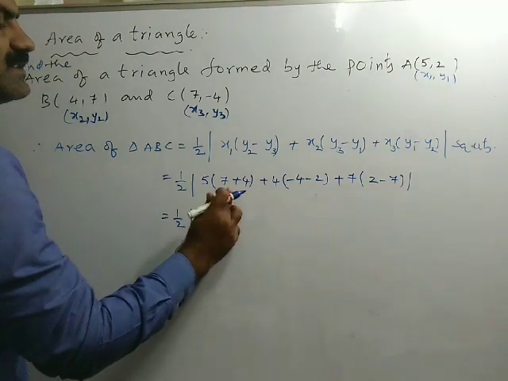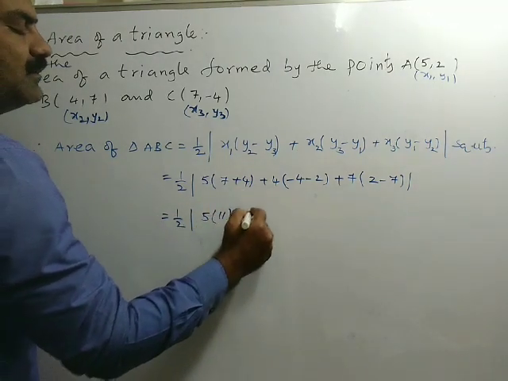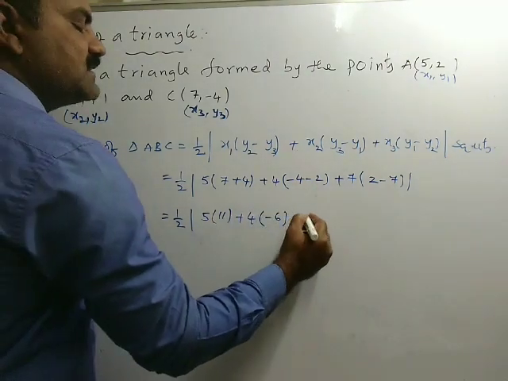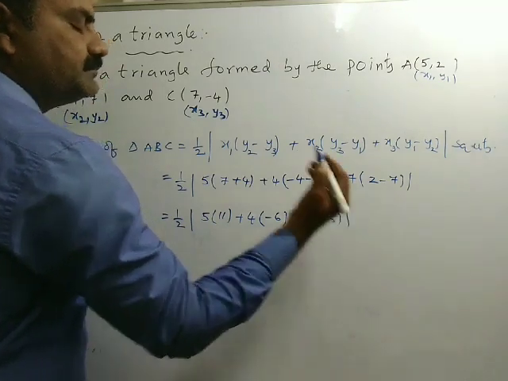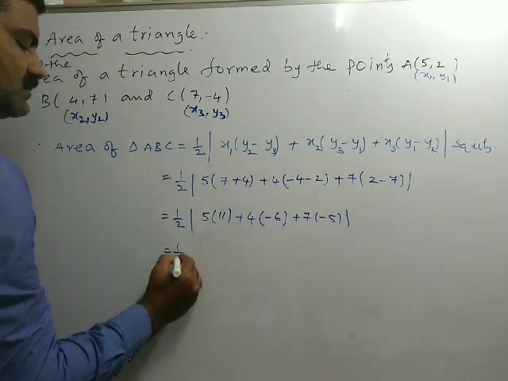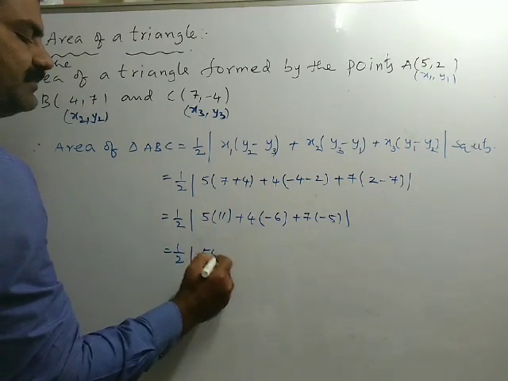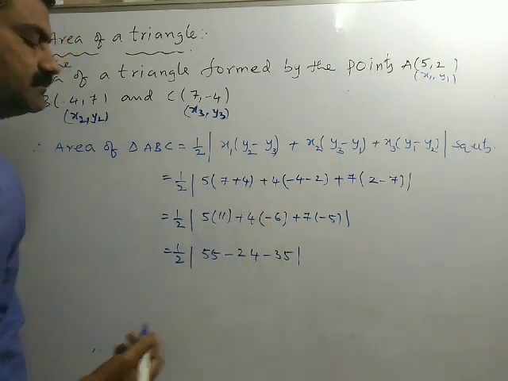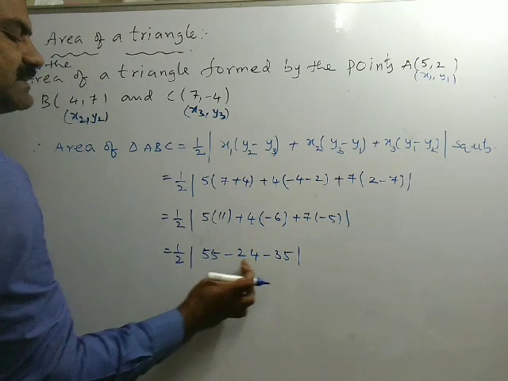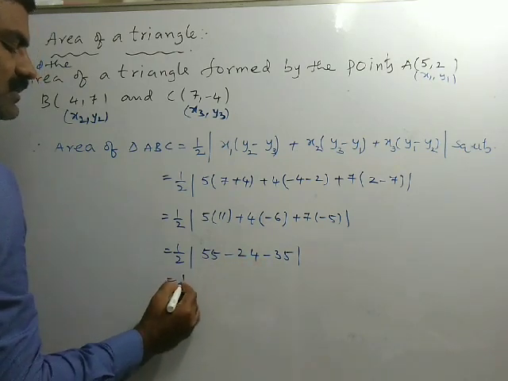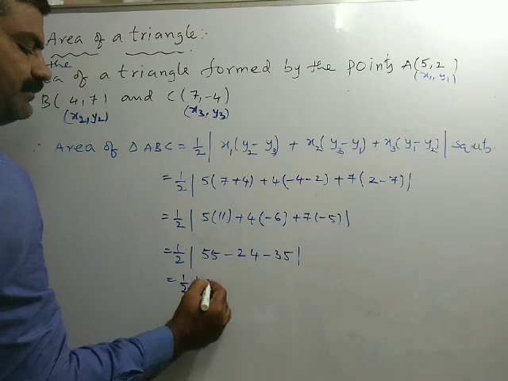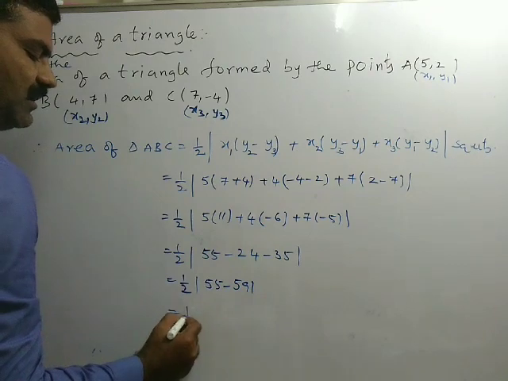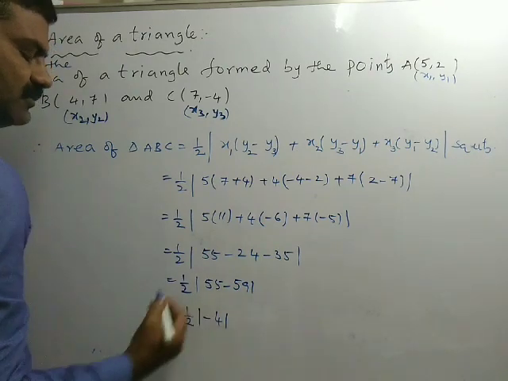So now coming to simplification, 7 plus 4 is 11, plus 4 into (minus 4 minus 2), which is minus 6, and plus 7 into minus 5. Okay, so half modulus of 5 elevens are 55, minus 24, minus 35. First these two are negative, minus and minus, so better add these two. Half modulus of 55 minus 59, which is half modulus of minus 4.